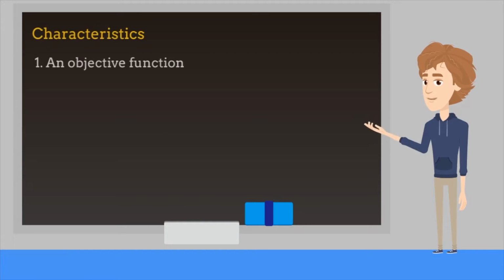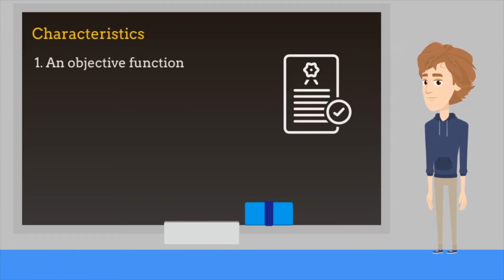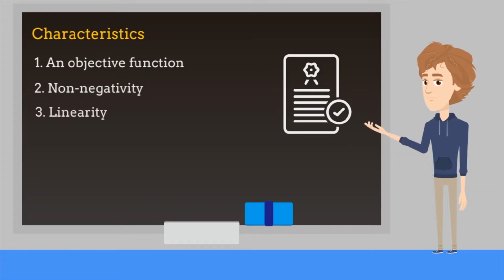To apply linear programming, we need to outline certain characteristics that all models must have. First of all, the objective function, which is the target which we want to optimize. Then, non-negativity. We cannot produce a negative output. Thirdly, linearity in the form of an equation or inequality. And lastly, the constraints. For example, maximum input of raw materials.